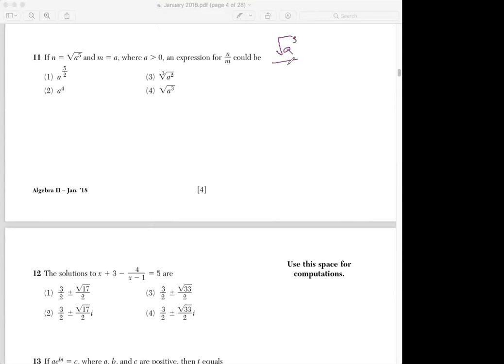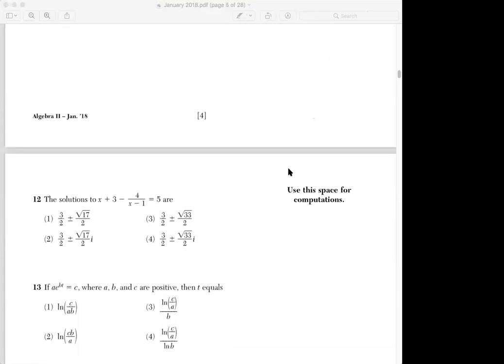of a to the 5th over a, which is a to the 5 over 2, over a to the 2 over 2, 5 a to the 3 over 2, which is the square root of a to the 3rd. We've done that in class. It was on tests. We've done it so many times. That's why I'm rushing past it.